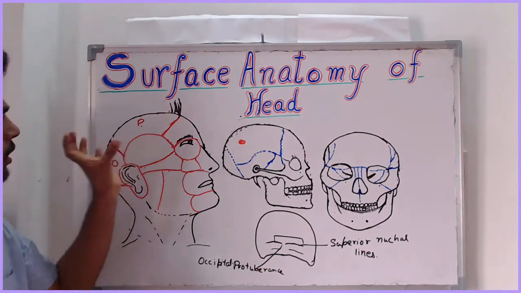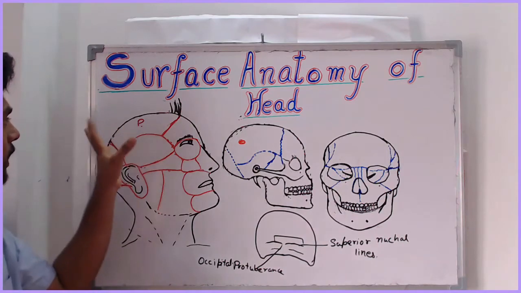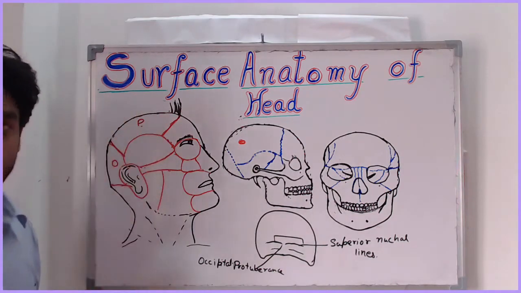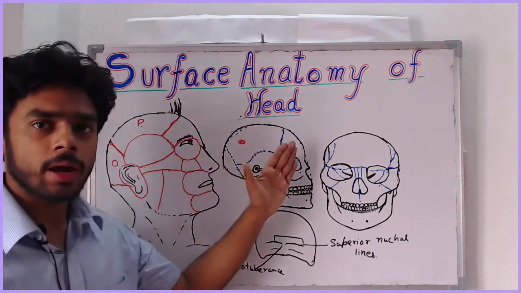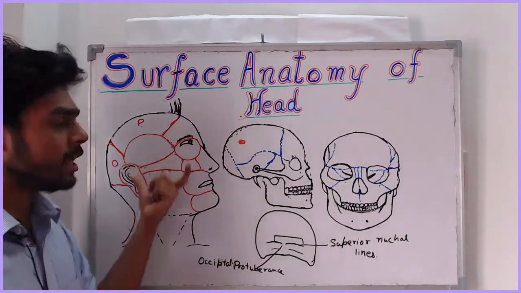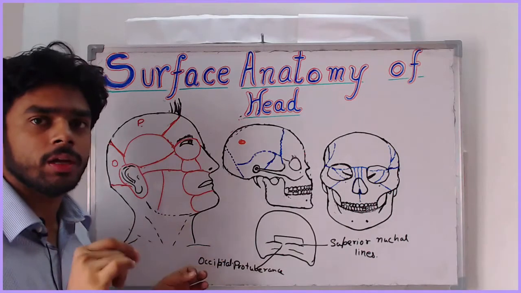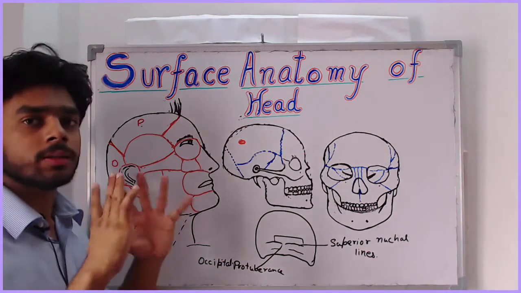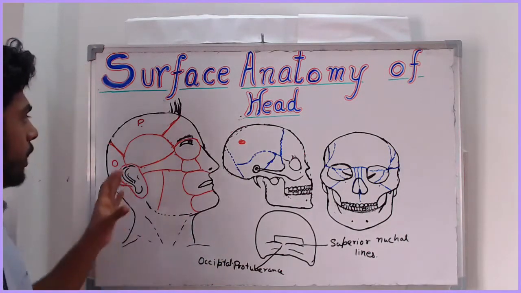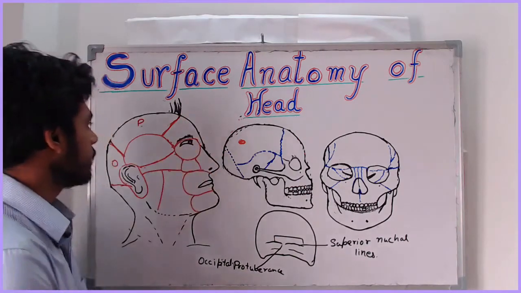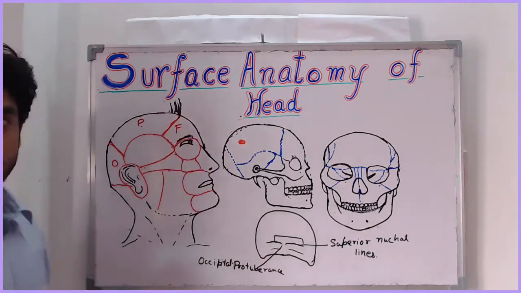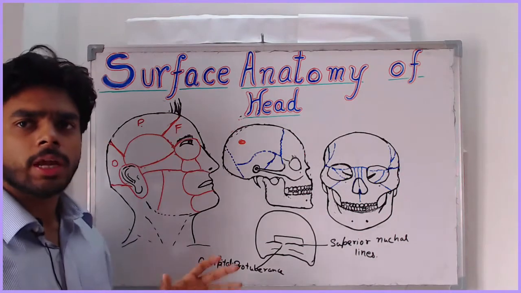Please don't confuse these areas or the lining of the areas with the sutures. Sutures are different; they are internal structures. These areas are demarcated externally on the basis of whatever structure we feel or palpate over the skin surface. So we studied the frontal area, parietal area and the occipital area. After this, we will study the temporal region.